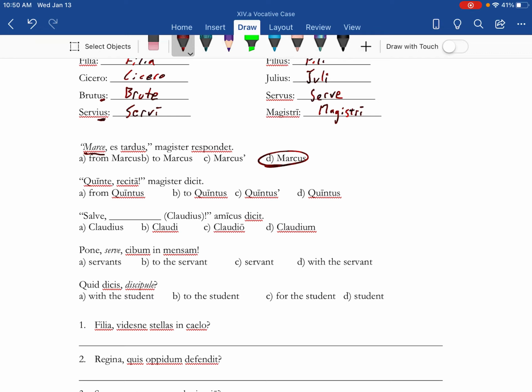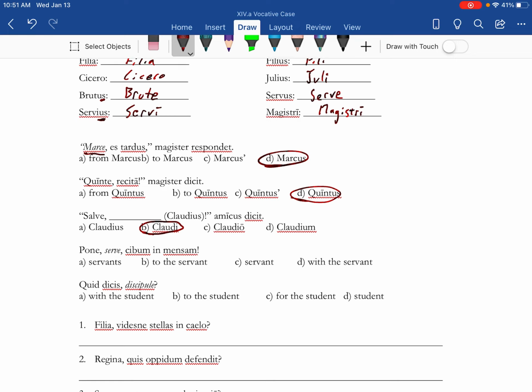Quinte, again, if you don't recognize the E as vocative, you see that it is sectioned off by commas. We got a comma. Quintus. In this instance, we do have a blank surrounded by commas. I added the Claudius in there so you know what was going on. The IUS is going to go to an I.